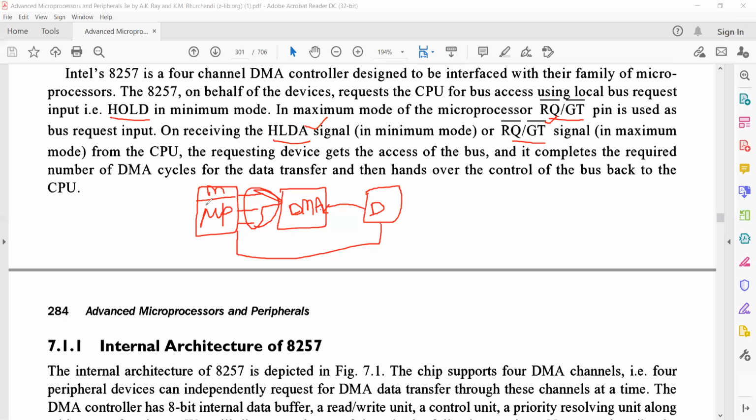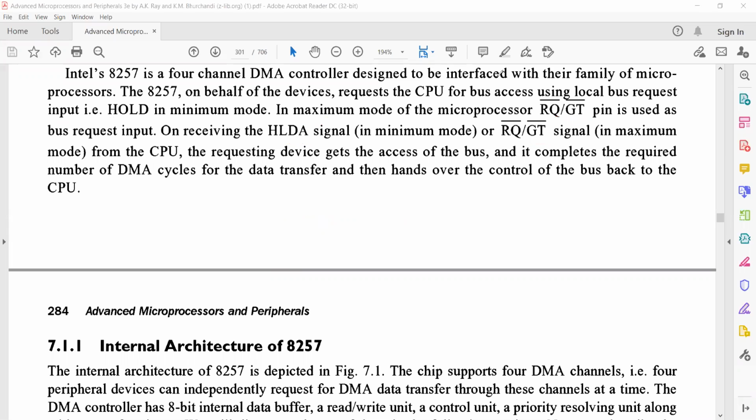So, without the interference of the microprocessor. The microprocessor has nothing to do with the data transfer. It actually receives a request from the device and sends the acknowledgement. These are the two operations performed by the microprocessor, and nothing else is done for data transfer. Only the DMA controller will take care of all the data transfer. Hope the thing is clear to you.